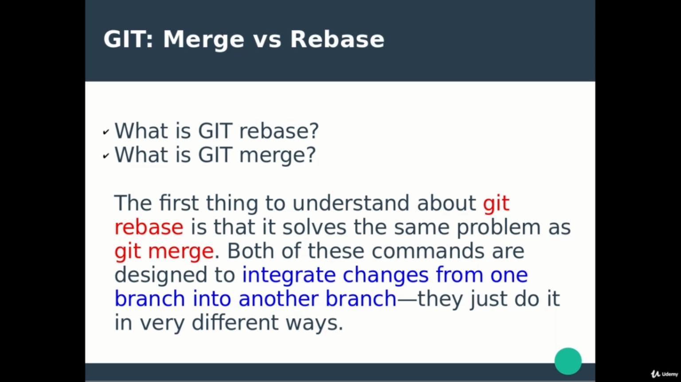So the first thing to understand about the git rebase is that it solves the same problem as the git merge, right? Using the git merge we can integrate two branches in git, and using the git rebase as well we can do the same work. But definitely if there are two terminologies, there could be some difference, and it is possible that in some scenarios the git merge has its own advantage, and in other scenarios the git rebase has its own advantage, right? Both of the commands are designed to integrate changes from one branch into another branch, right? They just do it in very different ways, and we will learn what different ways they use to accomplish their task of merging the branches together.